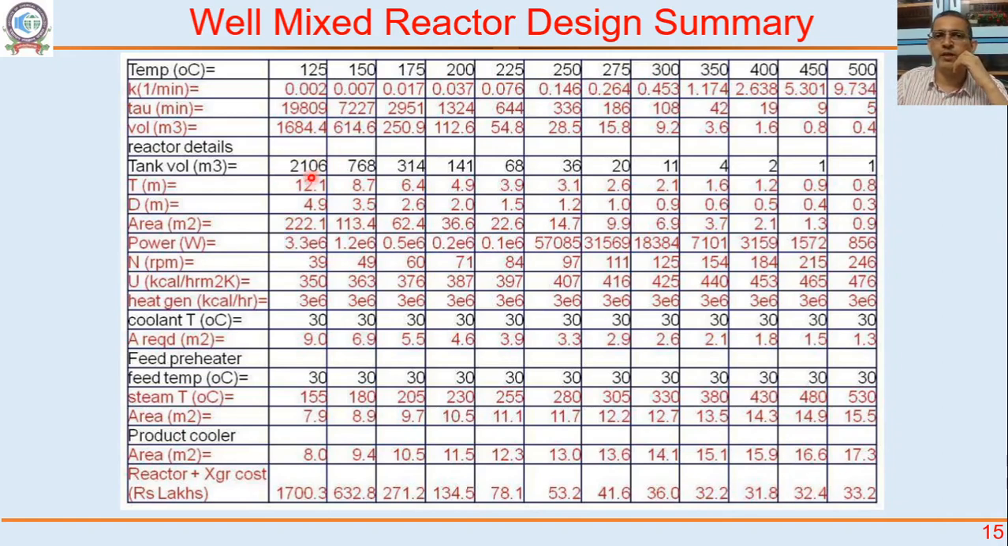Reactor volume goes down because rate is faster and faster. But you see, your preheater area required goes up, your cooler goes up, your area required to maintain isothermal conditions may not be enough. All these considerations start coming into picture. Do this yourself. That is the depth to which you have to design a reactor in real life.